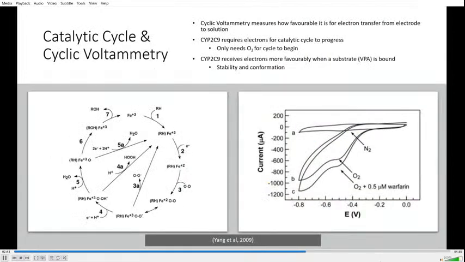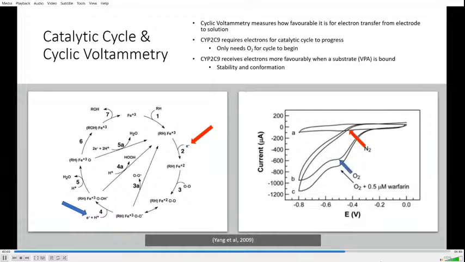And now, to understand how this works, we have to look at the catalytic cycle on the left, which will be very scary to engineers, and the cyclic voltammetry graph on the right, which will be very scary to the biologists. But fear not, it's actually quite simple. We just need to look at steps 2 and 4 with the red and blue arrows, and how they translate to cyclic voltammetry with the red and blue arrows on the right.